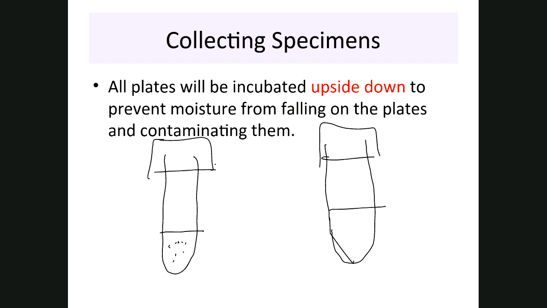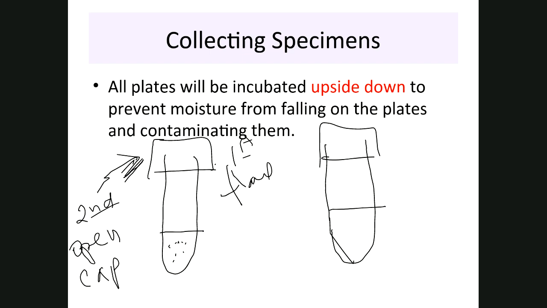Always flame your loop first. And as you're letting it cool, then you open the cap. So the second thing you'll do is open the cap. First, flame loop. Okay? In the time that it took for you to open the cap, then you're going to flame the top of the tube to, again, follow aseptic techniques, kill anything in there, and create these hot air currents that would prevent bacteria in the air from falling in, because hot air rises, it's going to rise away from your tube.